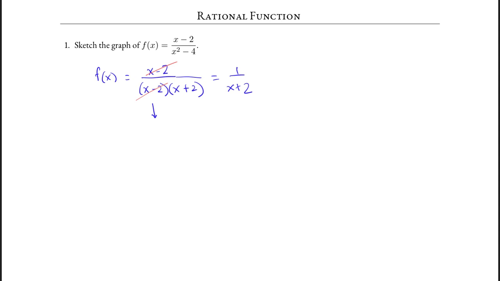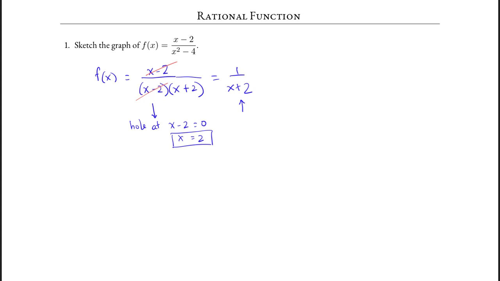The same factor on the top and the bottom will give us a hole at x minus 2 equals 0, or when x equals 2. What this means is that even though we now obtain a new expression for the function f of x, 1 over x plus 2, when x equals 2, we need to not include the value for the function because the original function is not defined when x equals 2.